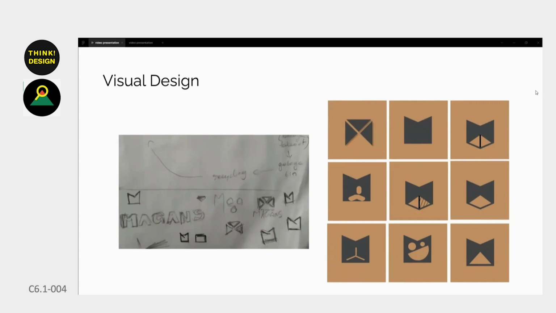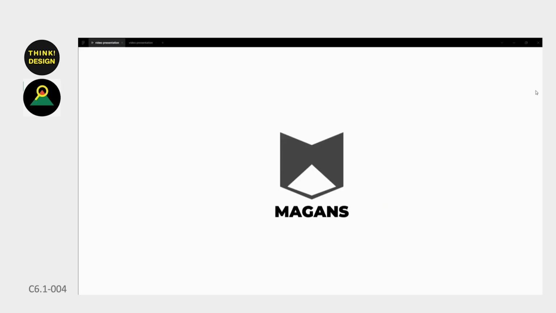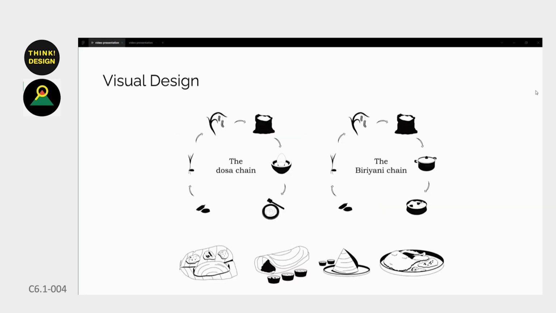So for the visual design branding part, we tried various logos for our Muggins group, and then another, separate one for the whole box. So these are the steps we followed. So this is the logo in a white background. We selected a few infographics to show on the box.